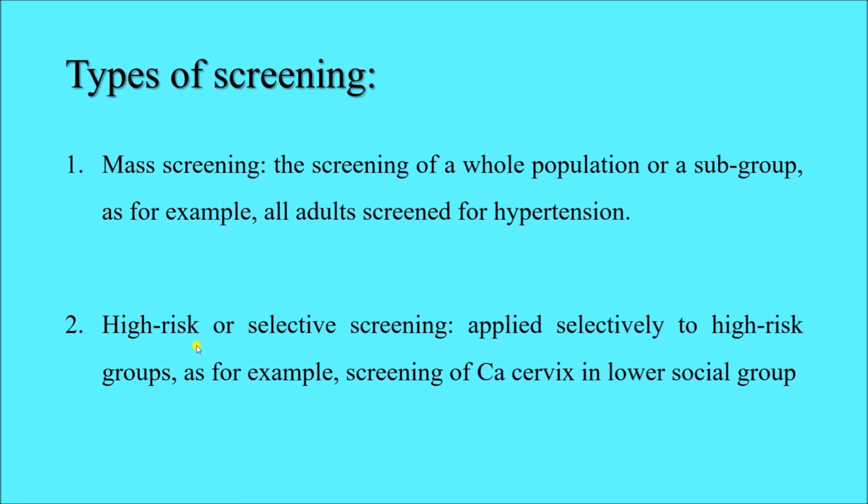The second one is the high risk or selective screening, which is applied selectively to high risk groups. For example, screening of cervical carcinoma in lower socioeconomic status. Another example is we could arrange a medical camp in a village and invite all the elderly people, that means those above 60 years of age, to get their blood pressure checked. That is why we can say this is high risk or selective screening, because people above 60 years of age are at high risk of developing hypertension.